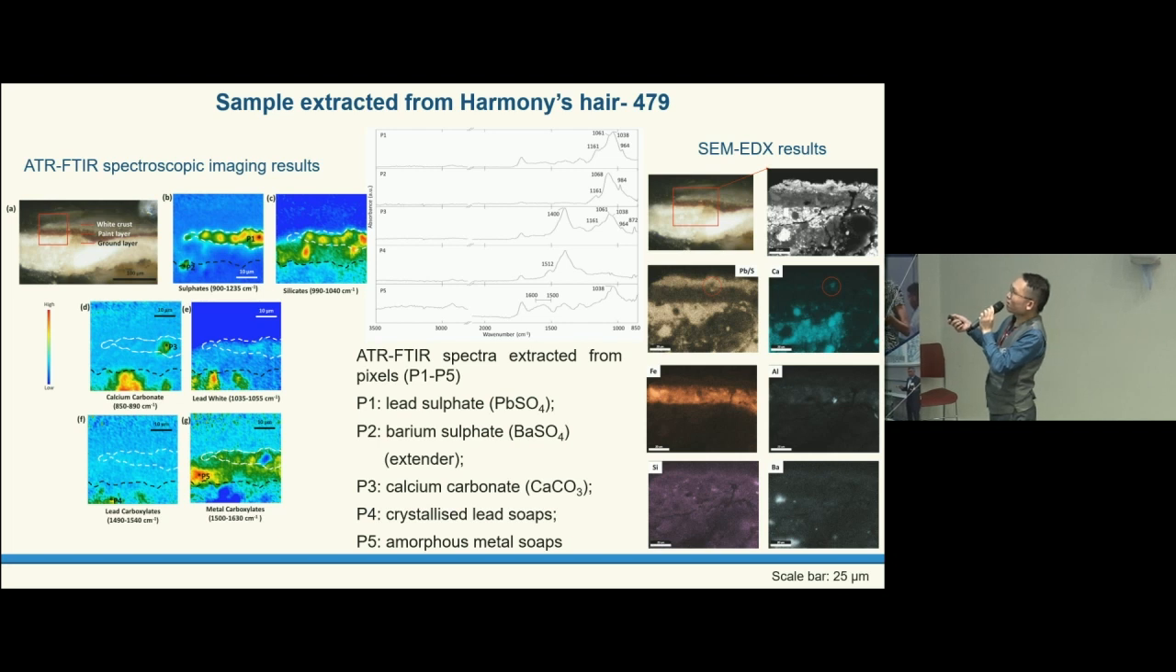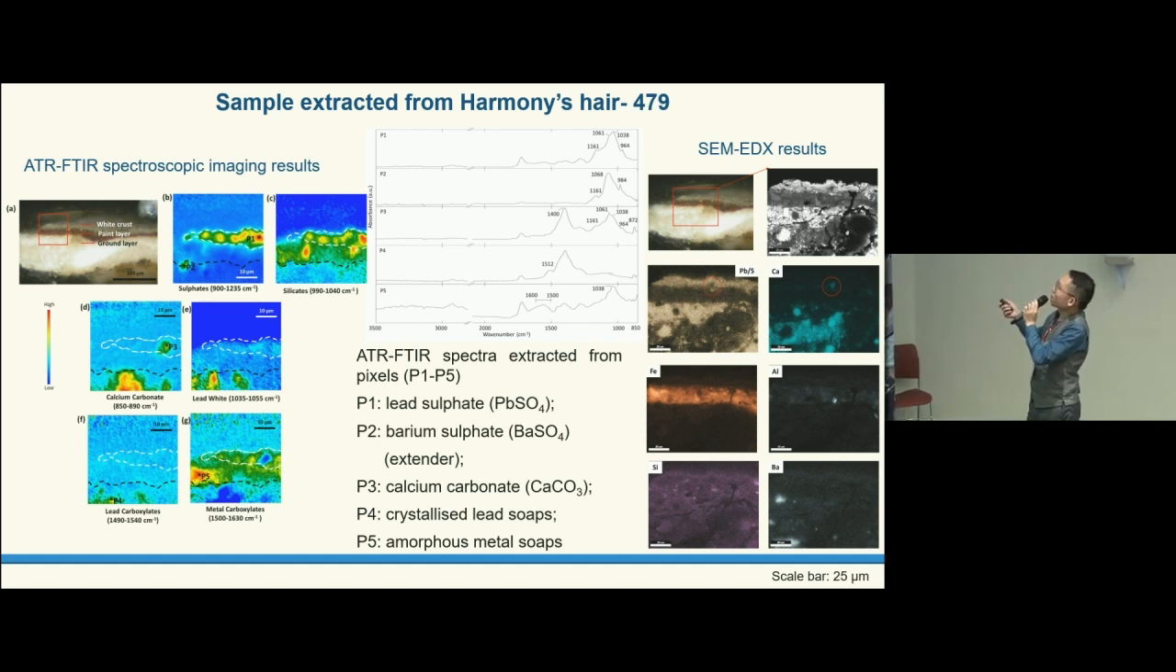And as I said, these components mainly contain sulfates. And by combining the results from SEM-EDX, we found the distribution of lead in this area. So we can confirm that these sulfates should be lead sulfates. And apart from lead sulfates, we also detected a small amount of calcium carbonate. That is also supported by the SEM-EDX results, where we can see the distribution of calcium.